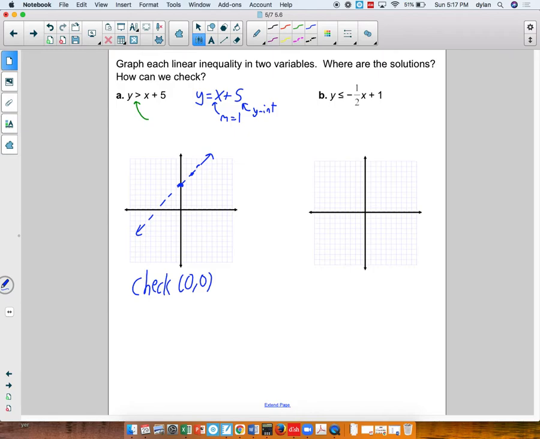So in this case, if I plug in 0, 0, I would have 0 is greater than 0 plus 5. Or in other words, I would have 0 is greater than 5. Pretty clearly that's a false statement. 0 is not greater than 5. So in that case, I'm not going to shade the side where 0, 0 is. Instead, to indicate where my solutions are, I'm going to shade everywhere where 0, 0 is not.